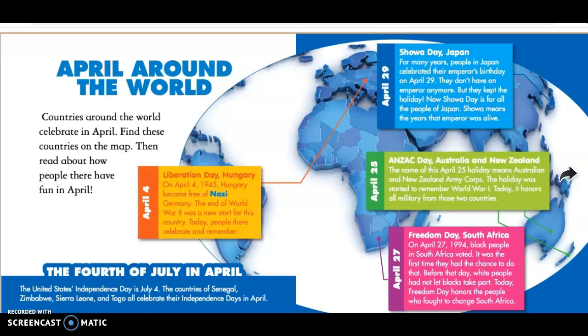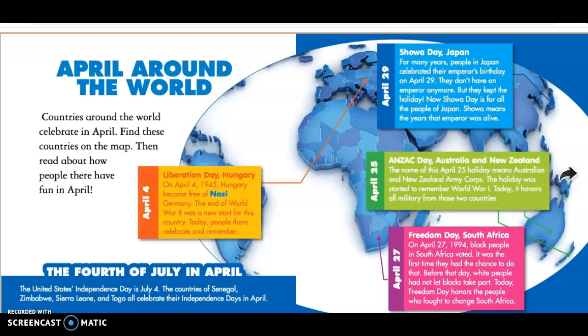April around the world. Countries around the world celebrate in April. Find these countries on the map and read about how people there have fun in April. So on April 4th is Liberation Day in Hungary. On April 4th in 1945, Hungary became free of Nazi Germany. The end of World War II was a new start for this country. Today, people there celebrate and remember.